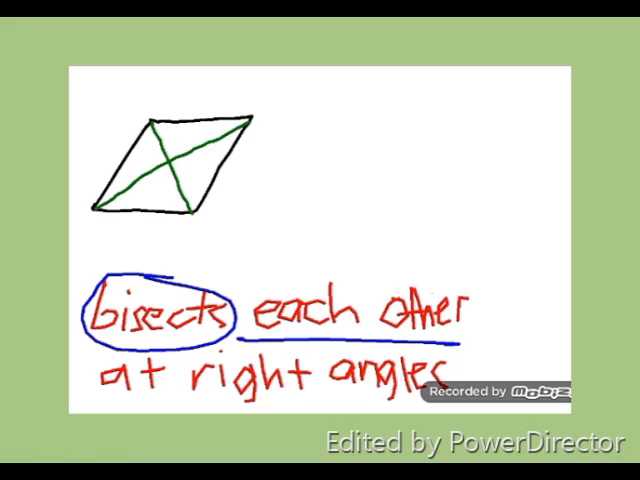Bisect each other at right angles. Hinati ang dalawang diagonals at nagkaroon ng perpendicular, nag-form ng 4 right angles. Lahat ng na-form ng right angles ay equal sa 90 degrees.